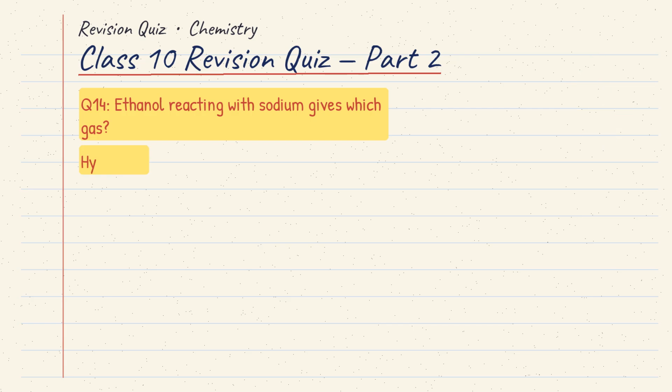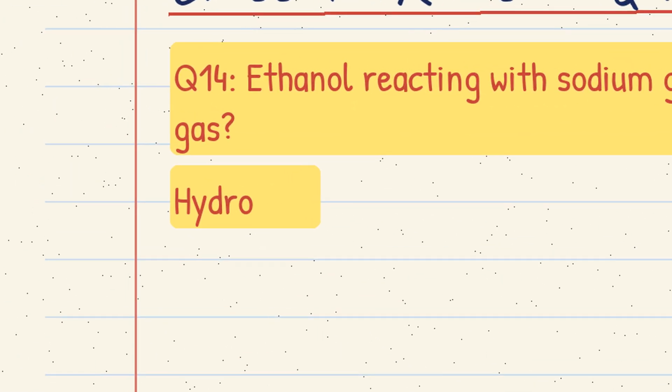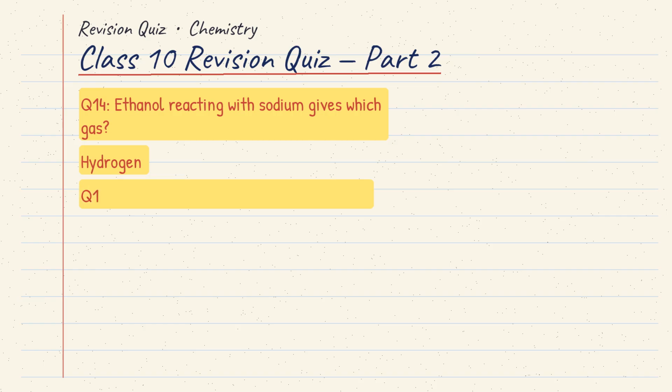The answer is hydrogen plus sodium ethoxide. Question 15. Acid plus alcohol gives a sweet smelling?